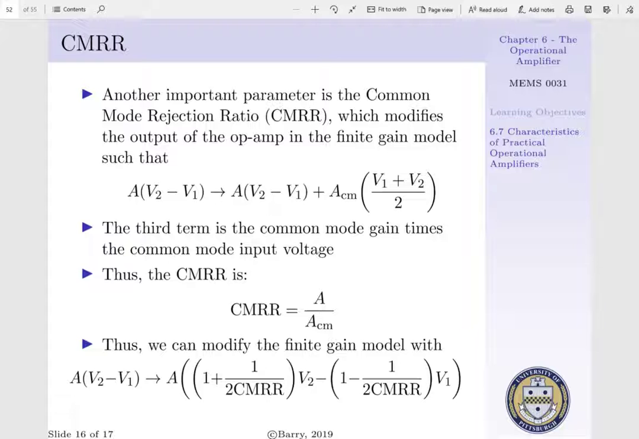Where the third term in this expression is our common mode gain, A sub CM, times our common mode input voltage, V1 plus V2 per 2. Thus, the CMRR, or our common mode rejection ratio, is our gain per A sub CM. In doing so, we can modify our finite gain model to have the output of our op-amp, VOUT, be expressed as A, the gain of our op-amp, times the quantity 1 plus 1 per 2 CMRR times V2, less the quantity 1 minus 1 per 2 CMRR times V1.